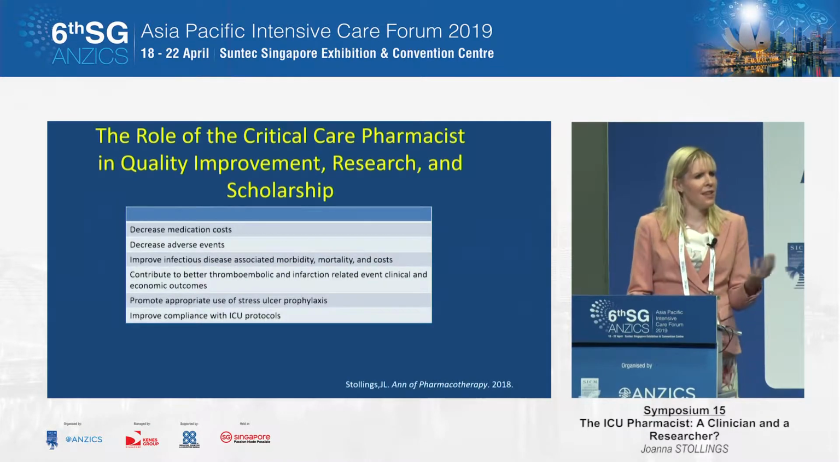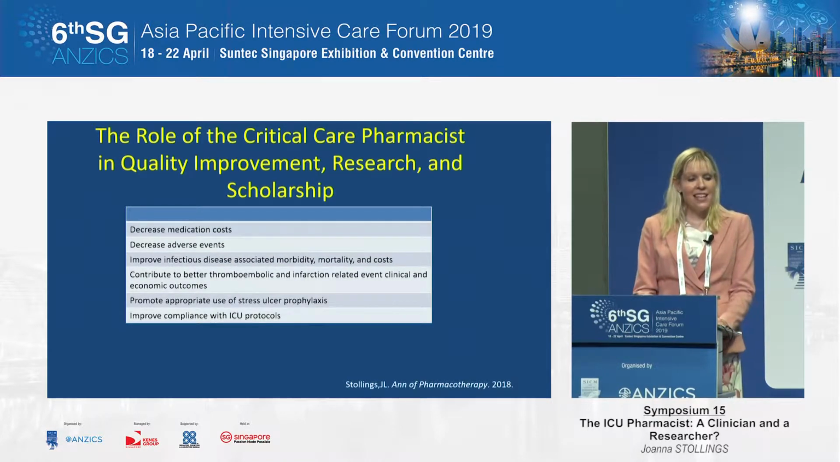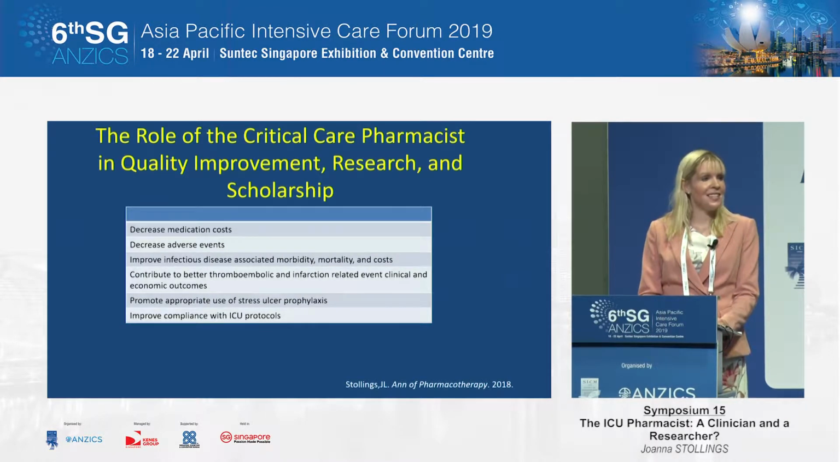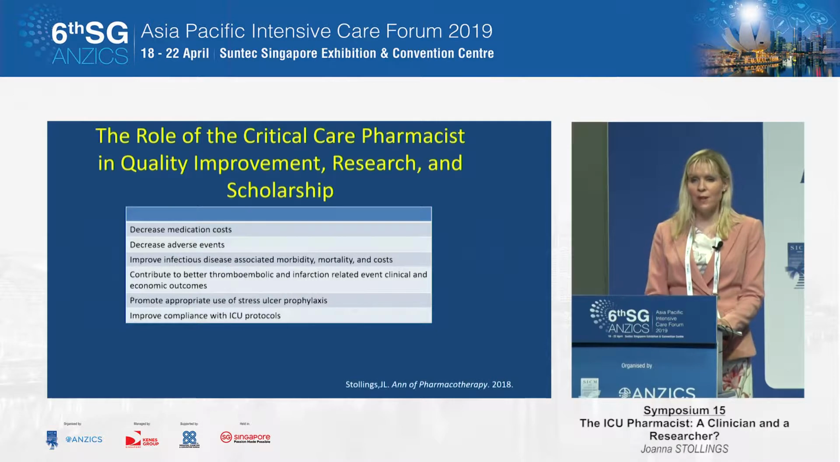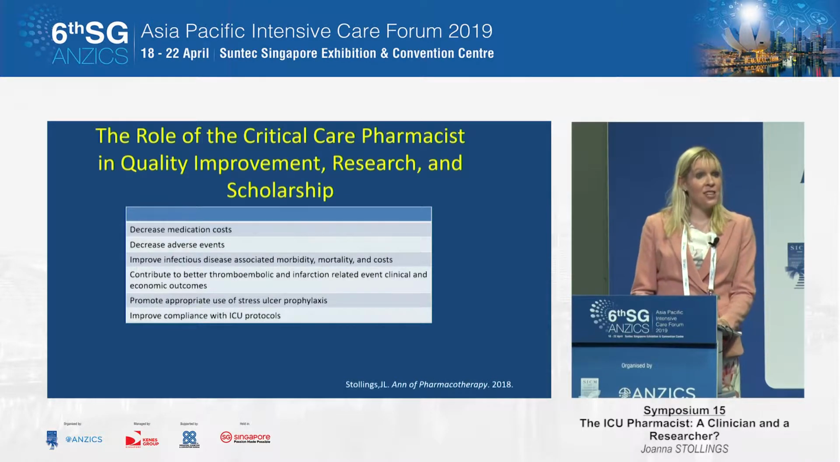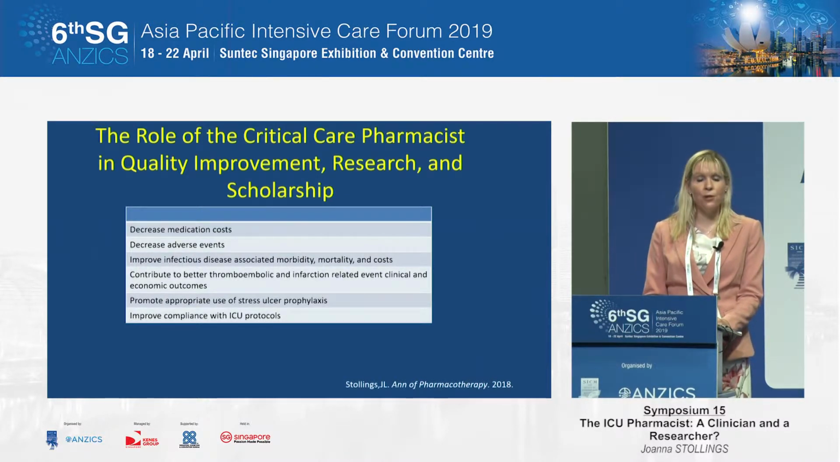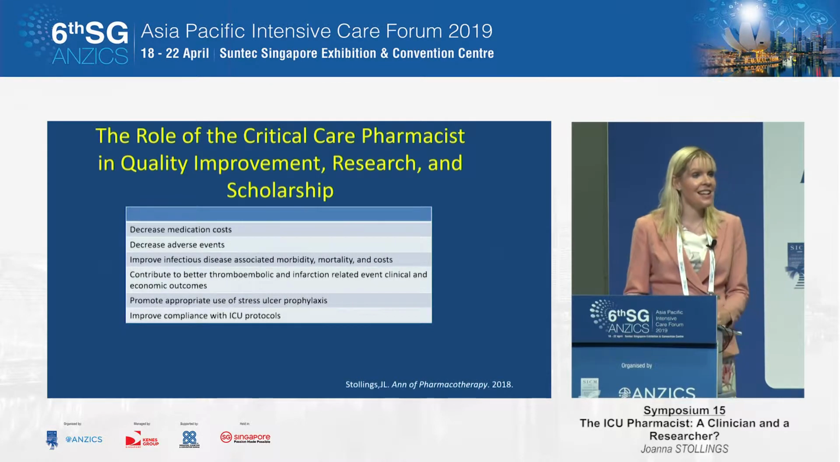But what many of you in the audience might not think about is that, believe it or not, there is data showing that a critical care pharmacist has a big role in quality improvement, research and scholarship. The use of a pharmacist has been shown to decrease medication costs, to also decrease adverse drug events, to improve infectious disease outcomes, to contribute to better thromboembolic and infarction outcomes, to promote appropriate use of stress ulcer prophylaxis, and to enhance the appropriate utilization of different protocols.